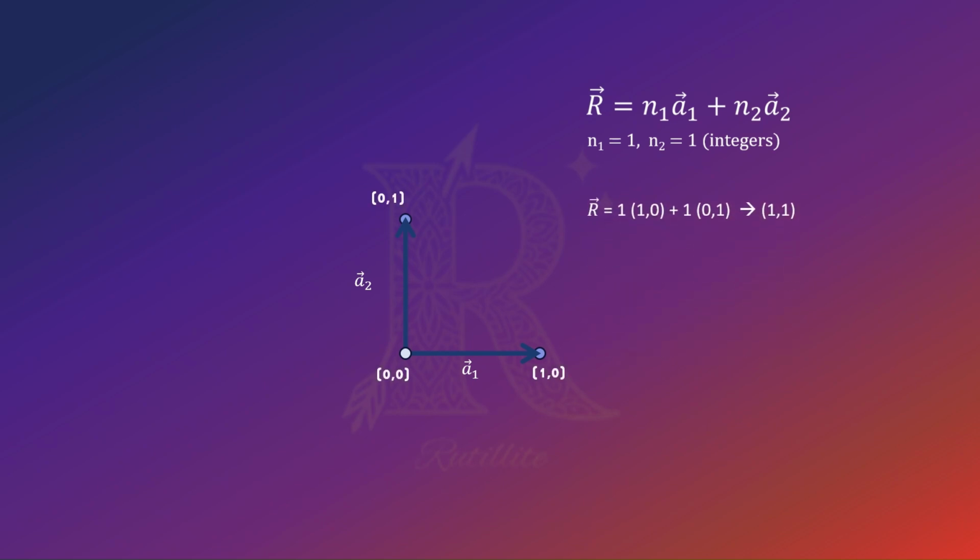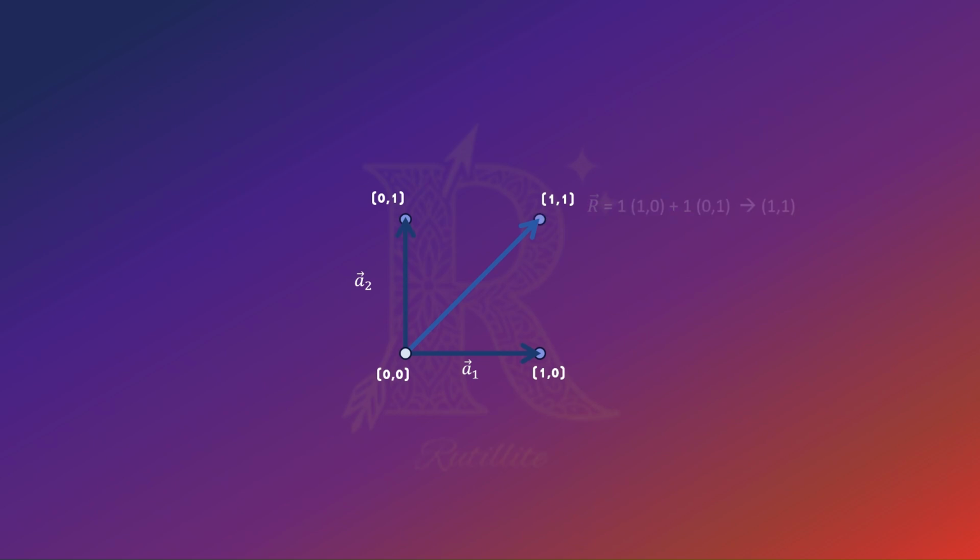If we take n1 and n2 equals 1, and we know that our origin is 0, 0, we mark the points 1, 0 and 0, 1. We get the point 1, 1 as the resultant. Change n1 and n2 to 2, and the new point is 2, 2. The integers n1, n2 act like multipliers, helping us hop across the grid.